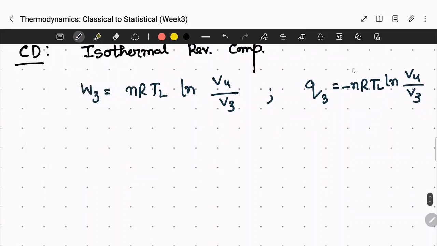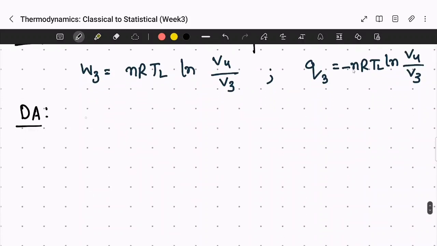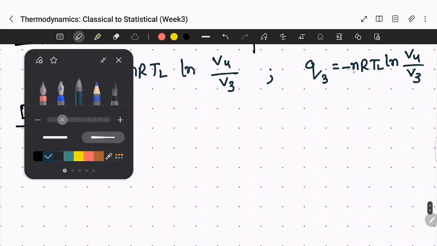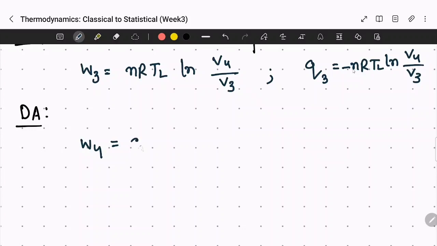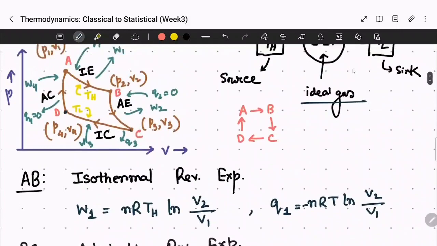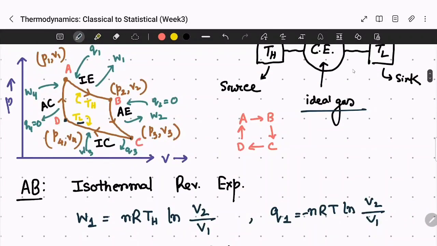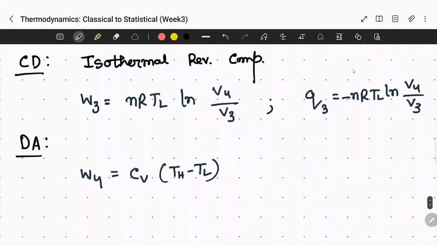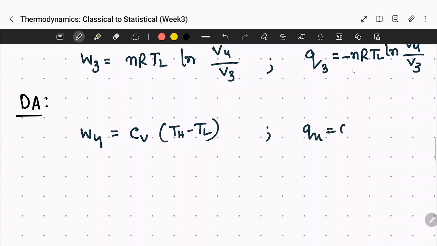Now the fourth step is D to A. So it's a totally cyclic process. It started from A and it ends at the point A. So here, what will be W4? Again, it will be CV dT. So CV dT is here TH minus TL. Similarly, the temperature was TL for this case, and here TH. So due to the process D to A, the temperature changes from TL to TH. So this will be CV times TH minus TL. And also Q4 is 0. Okay, so this is our overall cyclic process.